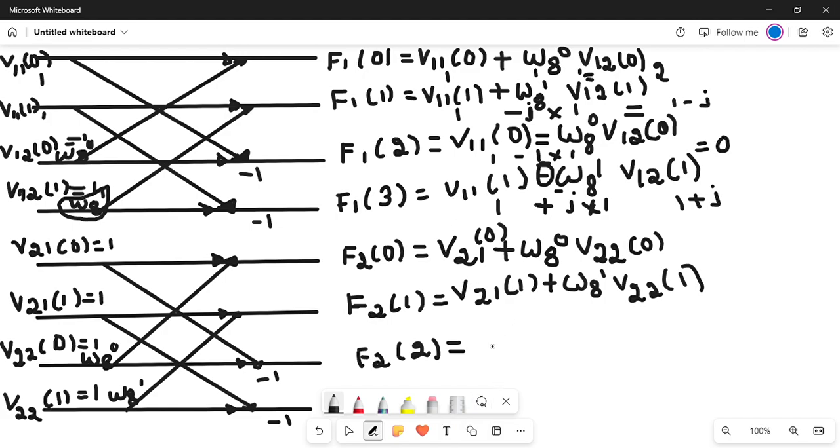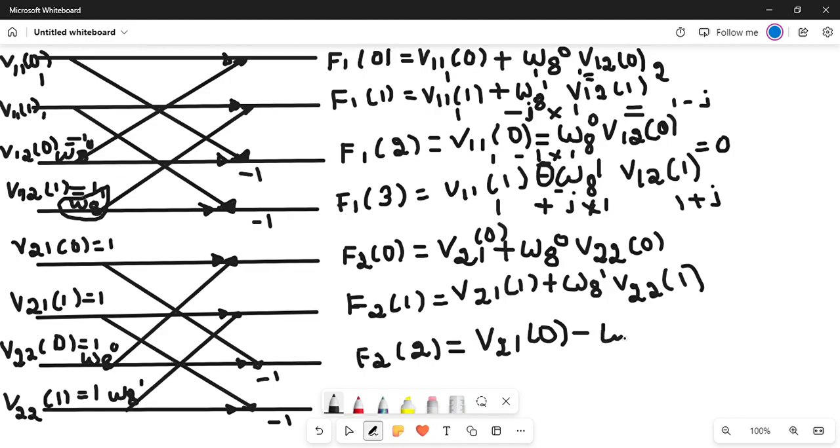So, which is equal to V2 1 of 0. You are going to write the opposite. So these two construct two equations. F2 of 0, F2 of 1, F1 of 0, F1 of 1 equations come, and after that F1 of 2, F1 of 3 and F2 of 2 and F2 of 3, you get the opposite of both. The opposite of this equation means just negative instead of positive.